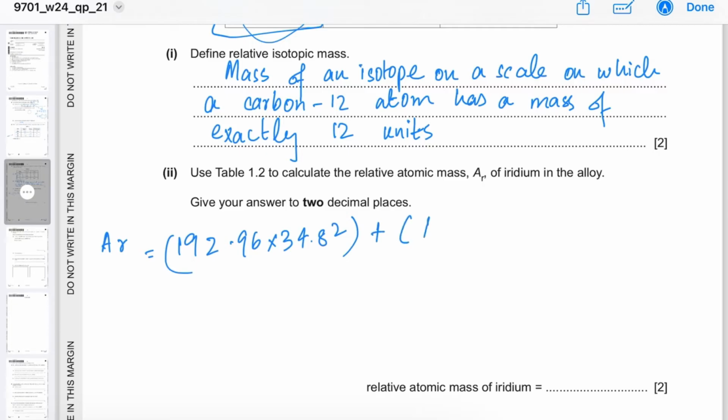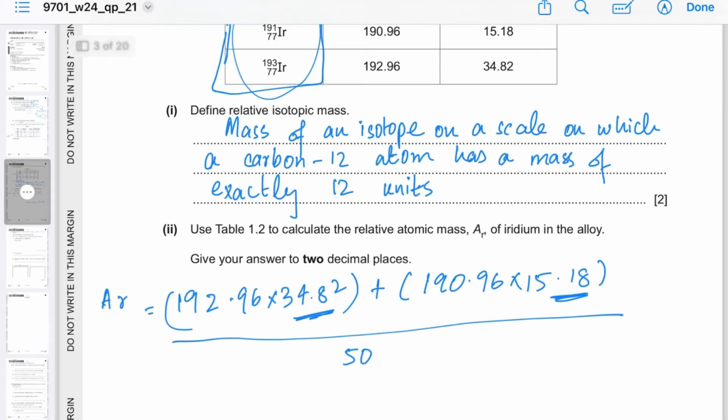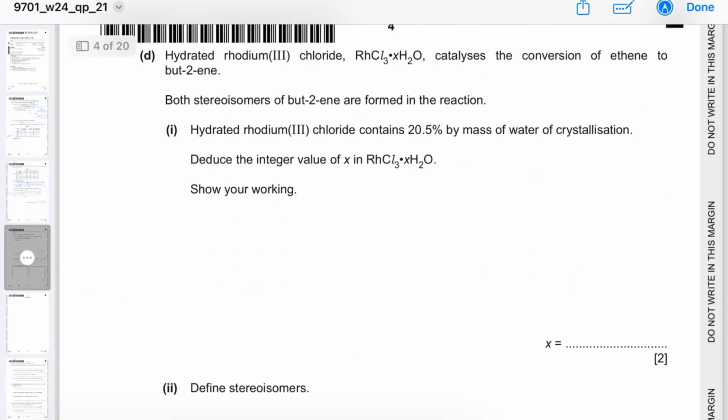To that you will add the product of mass of the second isotope and its percentage abundance and divide that by the total abundance that is made up by only iridium isotopes. So you add these up, that's equal to 50, and the final answer is equal to 192.35. Remember to give your answer to 2 decimal places.